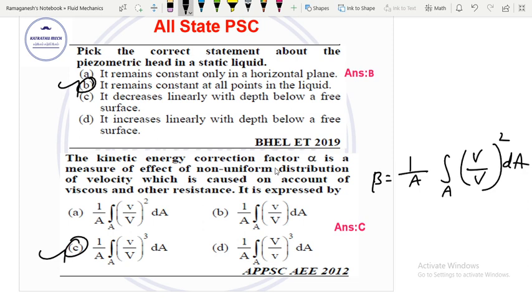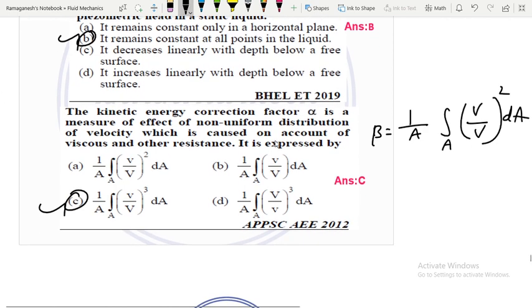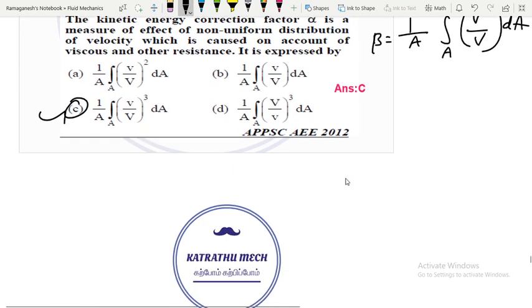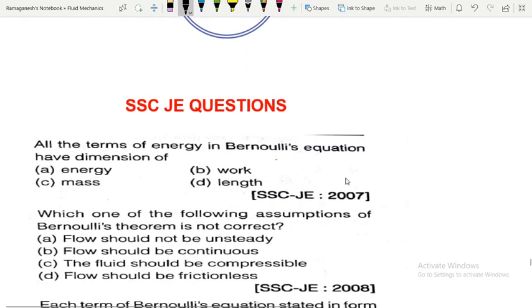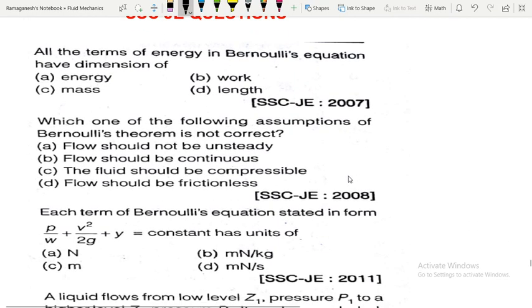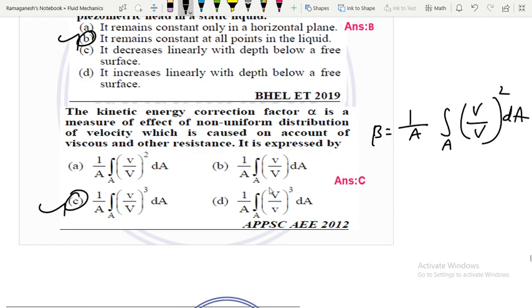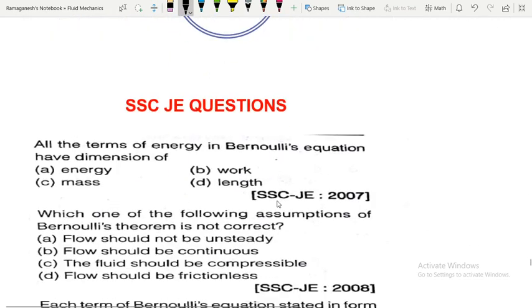So alpha, லேமினார் ஃப்ளோக்கு வந்து 2 வரும், டர்புலன்ட் ஃப்ளோக்கு வந்து 1, சரியா? So இங்க 1.33 பீட்டால, அதே மாதிரி இங்க 1.02 அந்த ரேஞ்சில இருக்கும், சரியா? So அந்த questions எல்லாம் கேட்டிருந்தாங்க, ஆல்ரெடி பார்த்திருப்போம். So next we will discuss the SSC JE questions, சரியா? So இதோட ஆல் ஸ்டேட் பப்ளிக் சர்வீஸ் கமிஷன்ல questions fluid dynamics கம்ப்ளீட் ஆயிடுச்சு.